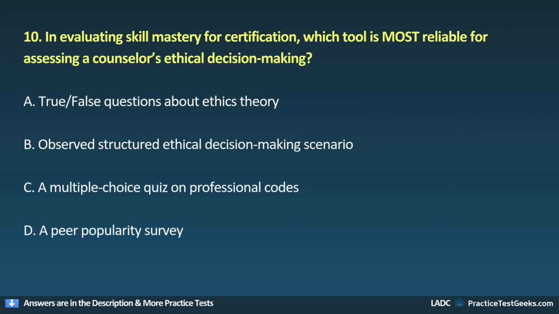10. In evaluating skill mastery for certification, which tool is most reliable for assessing a counselor's ethical decision-making? A. True-false questions about ethics theory. B. Observed structured ethical decision-making scenario. C. A multiple-choice quiz on professional codes. D. A peer popularity survey.